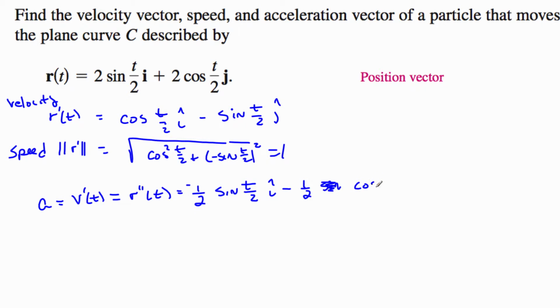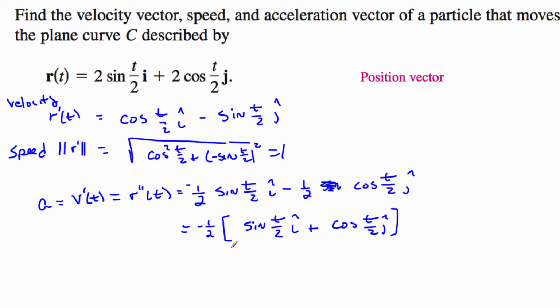It's cosine. It's the end of the year. All right. Now, let me show you something a little bit interesting. I'm going to factor this minus 1/2 out. What am I left with? I'm left with sine t over 2 i plus cosine t over 2 j.